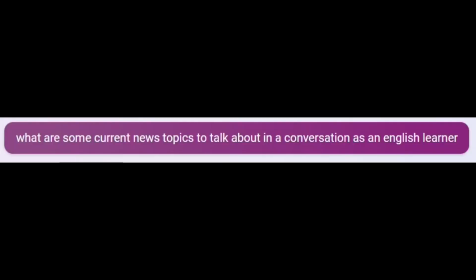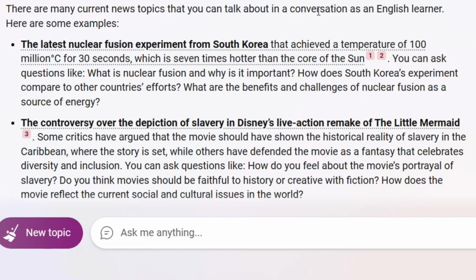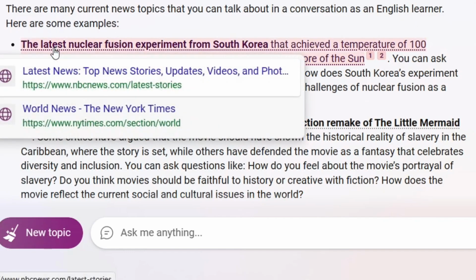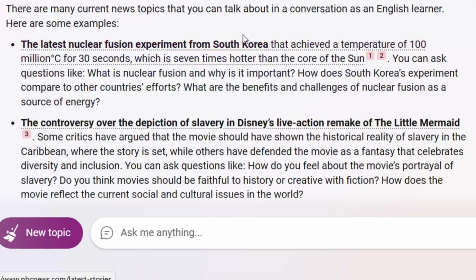You can use ChatGPT, or you can also use Bing as an alternative. So for example, go into Bing. I searched, what are some current news topics to talk about in a conversation as an English learner. There are many current news topics you can talk about in a conversation as an English learner. Here are some examples. The latest nuclear fusion experiment from South Korea.